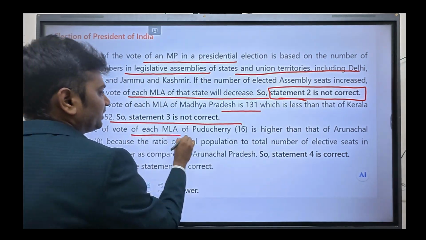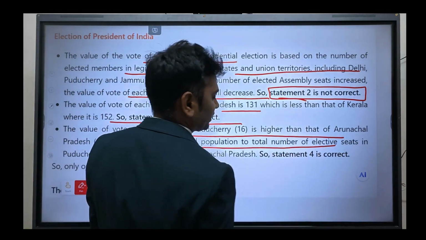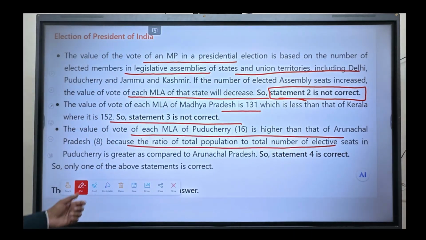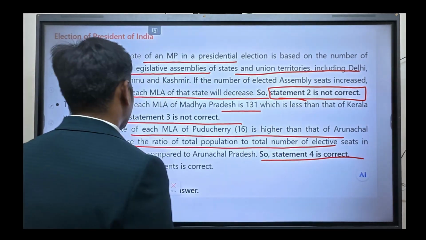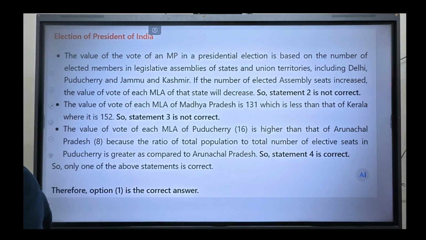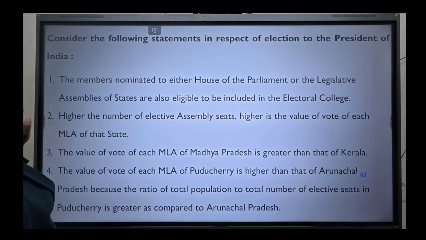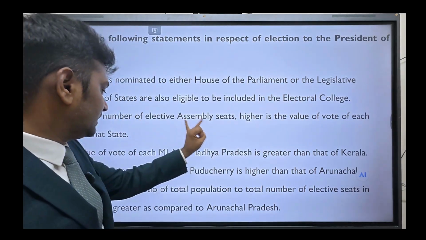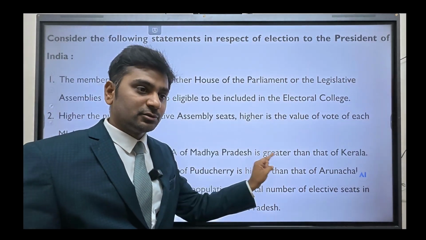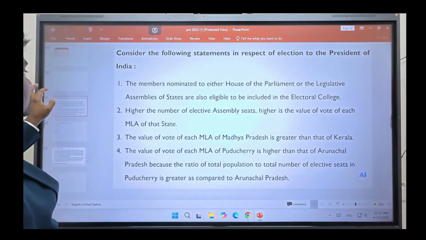The value of each MLA of Puducherry is higher than that of Arunachal Pradesh because the ratio of total population to total number of elected seats in Puducherry is greater as compared to Arunachal Pradesh. So statement 4 is correct and statement 1 is also a basic question. So what is the answer for this question? Only one is correct, which is the last one. The members nominated are not eligible. This will be lesser. This is not asserted. This is also false. Last one is correct. So only one statement is correct here.